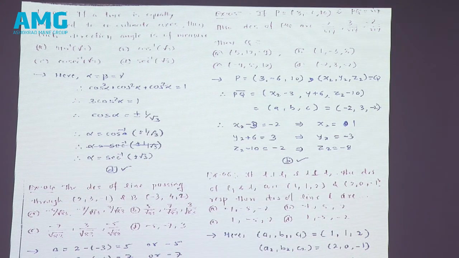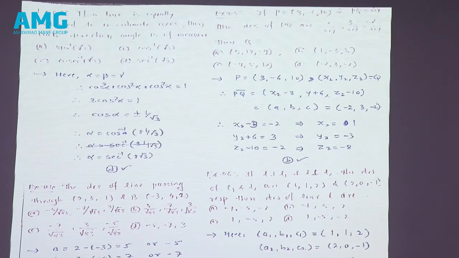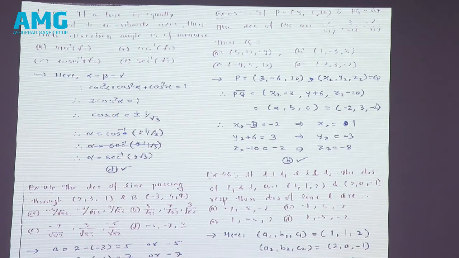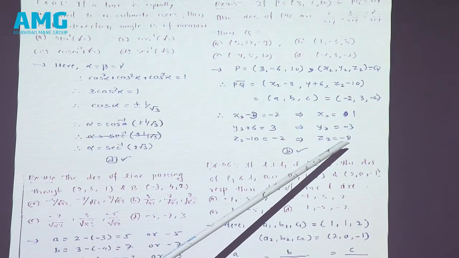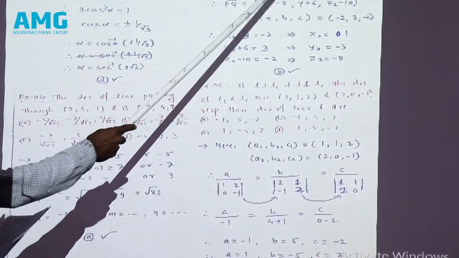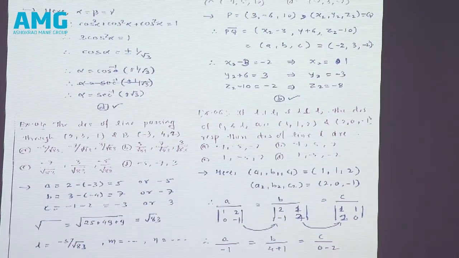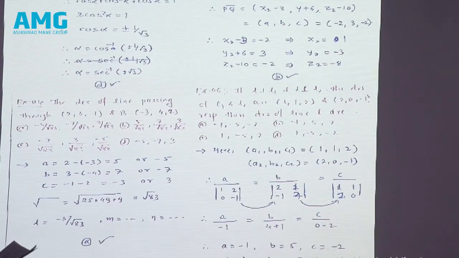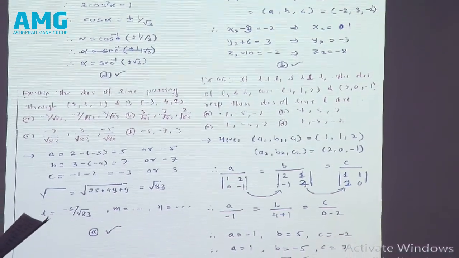Therefore by simplification x2 minus 3 is equal to minus 2, y2 plus 6 is equal to 3, and z2 minus 10 is equal to minus 2. This gives us that x2 is 1, y2 is minus 3, z2 is minus 8, which is present here. Check the options. Out of them, B option is the correct option of this question. Answer of this one is option B.